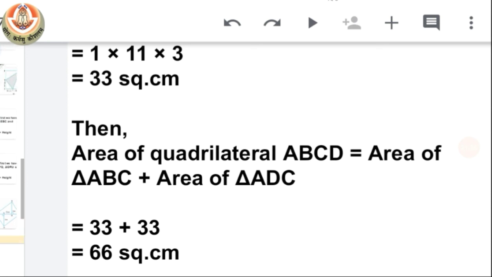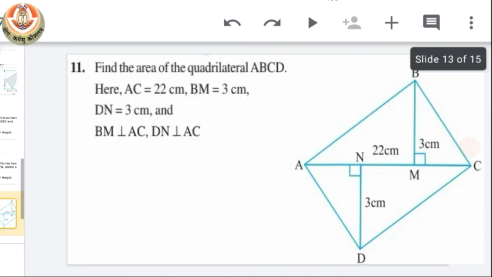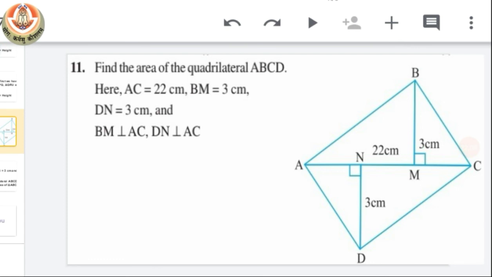So class, as we see, all the questions and their figures look typical, but they are quite easy and interesting also. So you have to practice all these questions on your own.